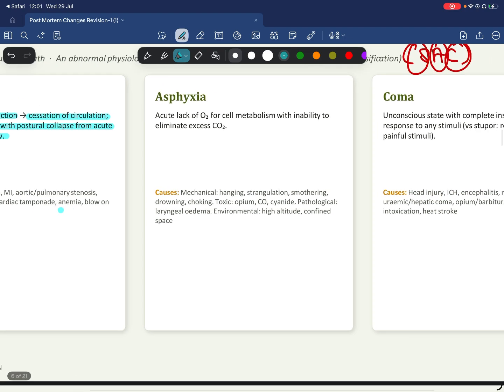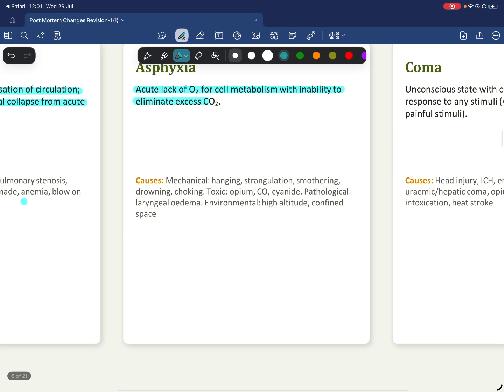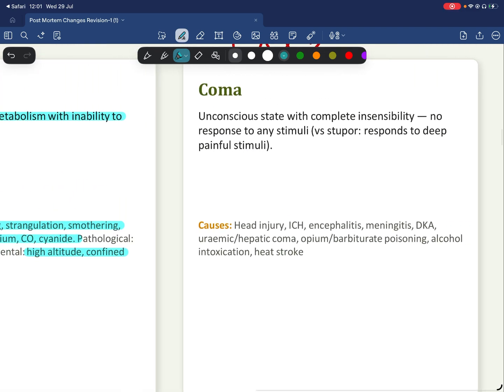Asphyxia. Asphyxia is acute lack of oxygen for metabolism with inability to eliminate excess CO2. Causes of this can be hanging, strangulation, smothering, drowning, choking, or can be caused due to drugs such as opium, carbon monoxide, cyanide, pathological causes such as laryngeal edema, environmental causes such as high altitude or confined space. Coma. This is an unconscious state with complete insensibility, that is, there is no response to any stimuli. Causes can be head injury, encephalitis, meningitis, diabetic ketoacidosis, uremic or hepatic coma, intracranial hemorrhage, opium or barbiturate poisoning, alcohol intoxication, or heat stroke.